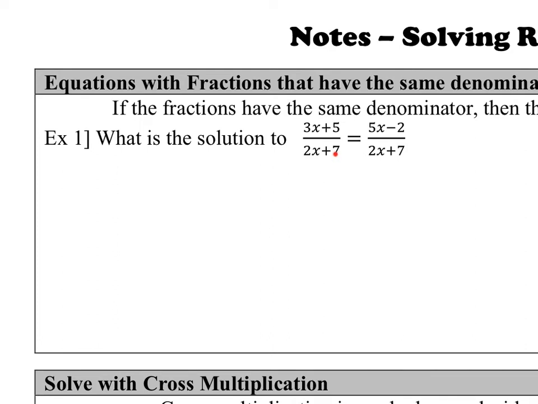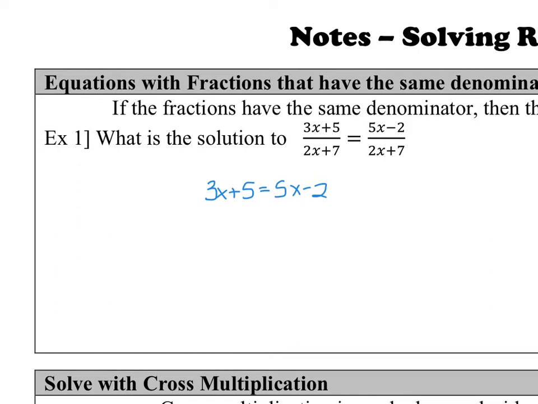So both denominators are 2x plus 7. What that means is I can go ahead and ignore the denominators altogether. All I have to do is take the two numerators, 3x plus 5, and set them equal to each other, 5x minus 2. Now this is a simple two-step problem. Actually, it's more like 3 steps.